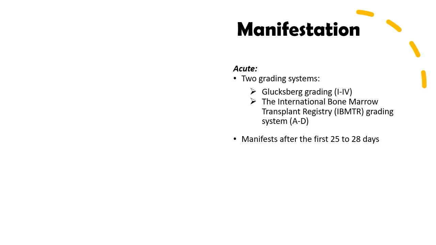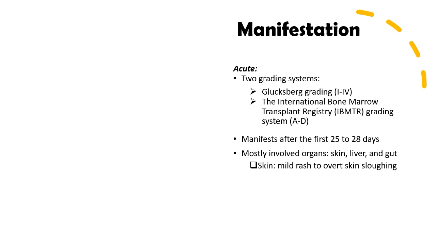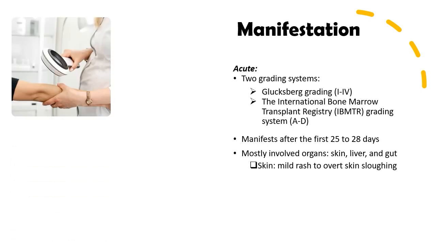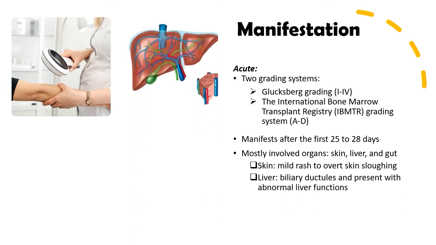It most commonly involves the three largest organs in our body: skin, liver, and gut. The skin manifestation in acute graft versus host disease can range from a mild rash to overt skin sloughing. In the liver, it primarily affects specific anatomical structures called biliary ductules and presents with abnormal liver function, which can be depicted on lab workup.